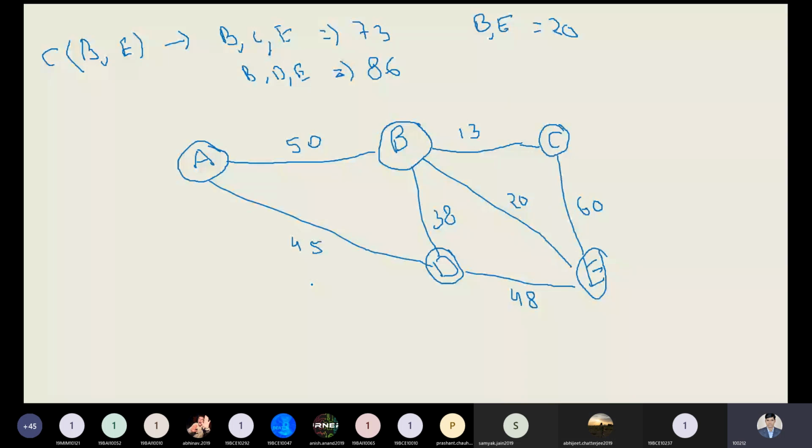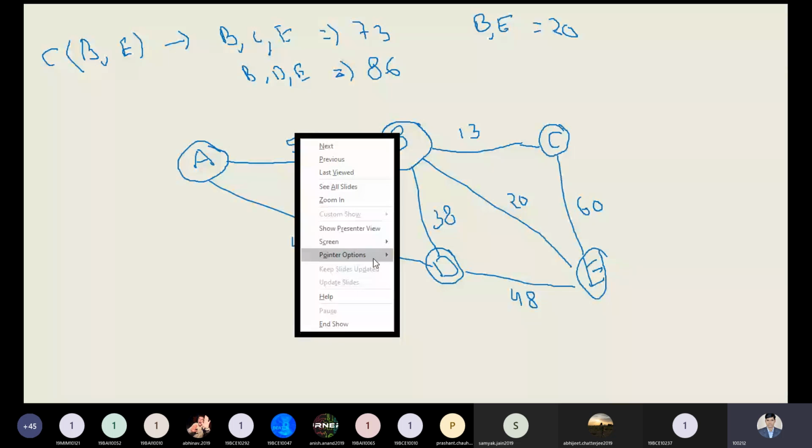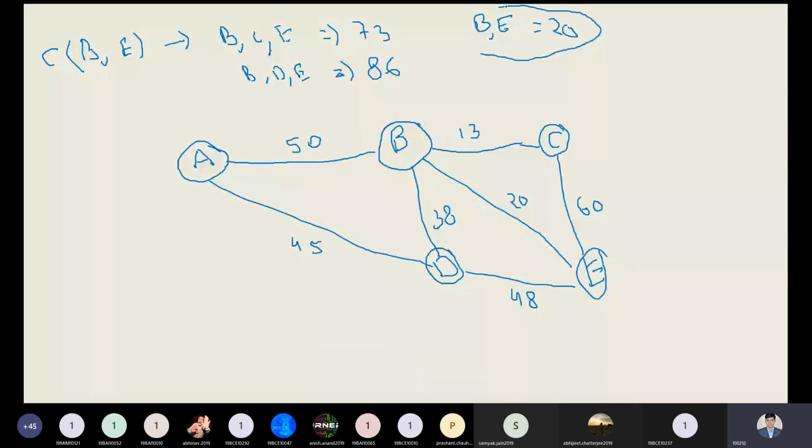Okay, so I am updating a little bit over here. Suppose here you need to pick a value, that is B to E, that is 20, which is the shortest value we'll pick.